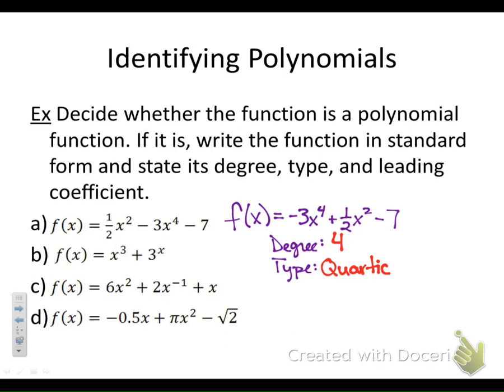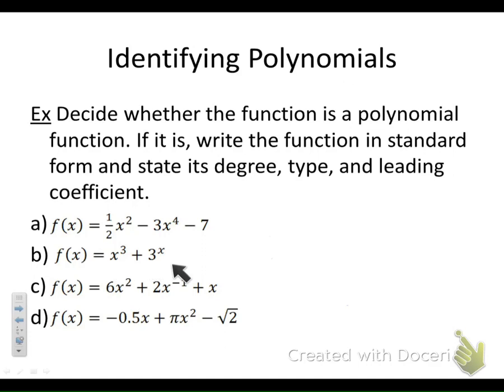Leading coefficient. Leading coefficient will let us know if it's a reflection. If A is positive, or if the leading coefficient is positive, it's going to be regular behavior, but if it's negative, that's whenever we deal with those reflections. And the leading coefficient in this case is -3.